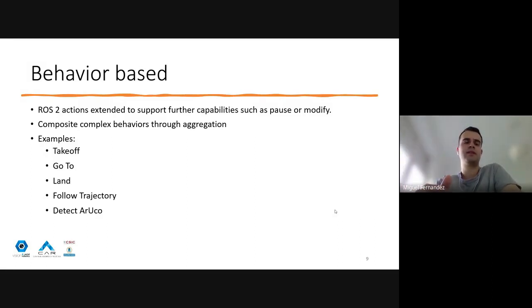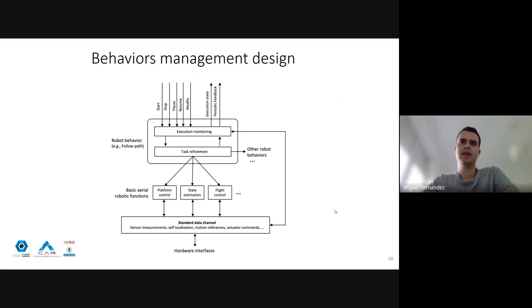And the idea of these behaviors is that they provide a meaningful language for defining missions that can be easily understood by everyone, with terms such as takeoff, going to some points, or following a trajectory, or even behaviors that are not specifically attached to a goal. For example, you can have a behavior that detects Arucos and it's going to be searching for these Arucos until someone tells the behavior to stop. It's not goal based like, for example, the takeoff, which has a concrete beginning and a concrete end. And we can create complex behaviors by aggregating or making compositions with smaller behaviors. And these behaviors are managed using two different functions.